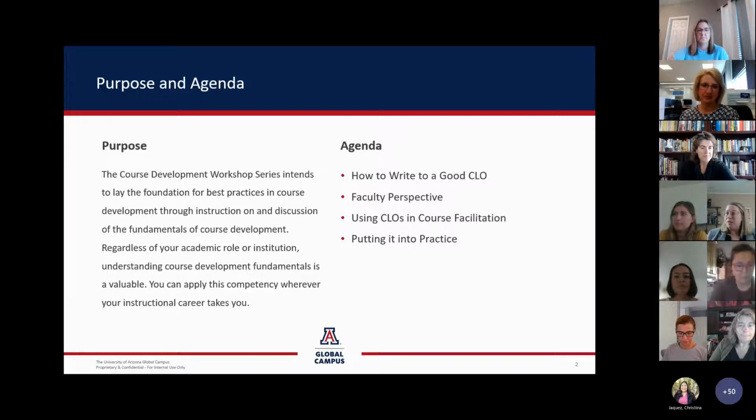How we're going to start off today is we're going to talk about how to write a good CLO. We're going to bring in a faculty perspective. We're going to talk about using CLOs in course facilitation because course development is not a one-time event. It affects everything that happens in the class, even after it goes live, and then putting into practice. So we're going to pull some of the information that we talked about in our first session. It's okay if you didn't attend the first session or haven't seen it. We'll review what those components are.